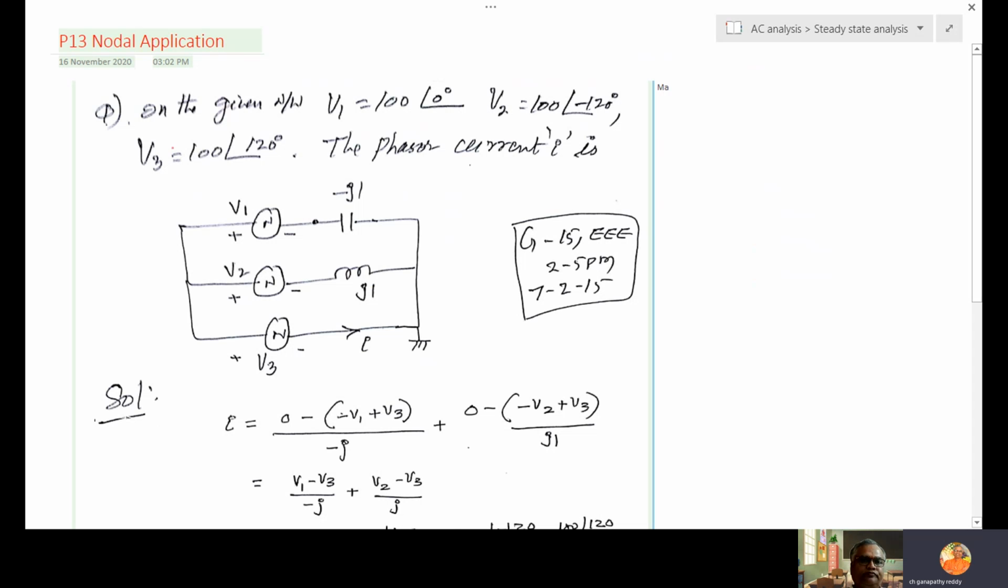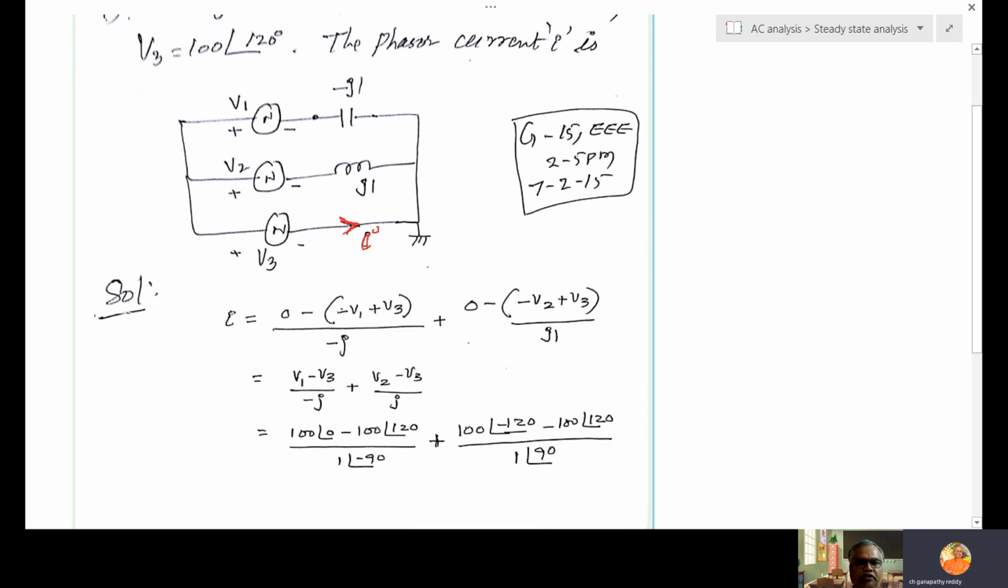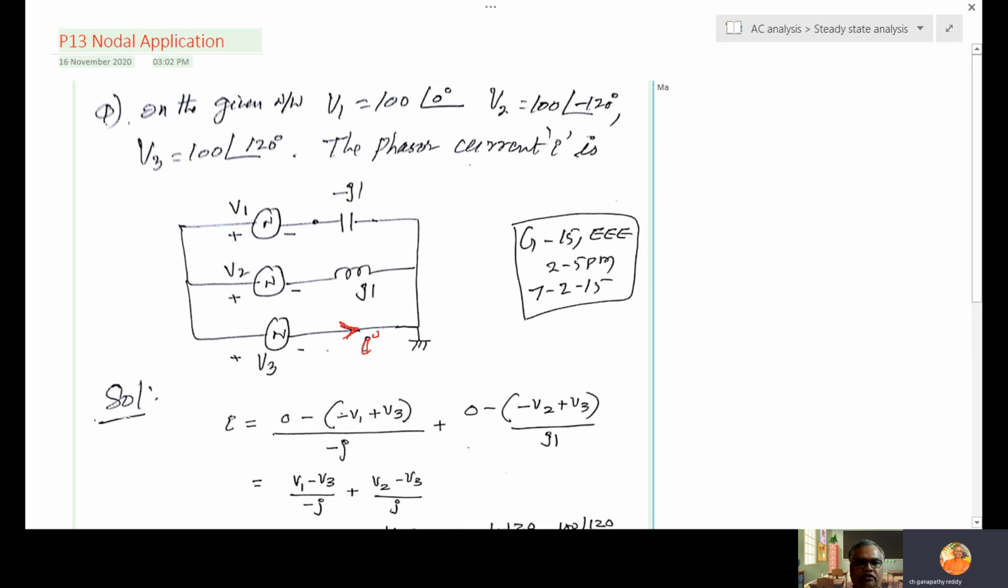This simple problem: in the given network, V1 is 100 angle 0, V2 is 100 angle minus 120, V3 is 100 angle 120, all polarities with this side positive, this side negative. The phasor current I is asked. So simply use nodal analysis and solve for I.